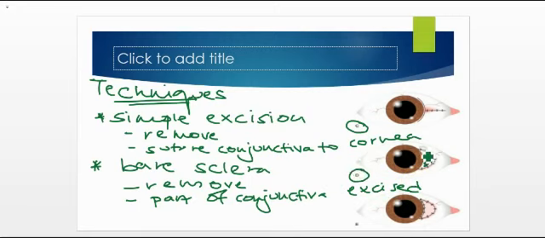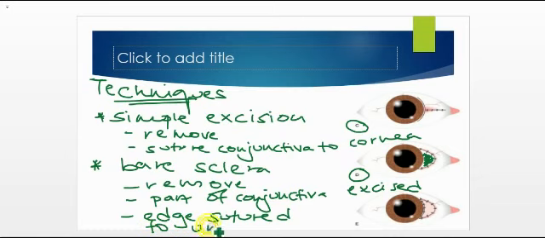And then whatever edge here, can you see the edge? If you can see where I'm pointing, that edge is then sutured, edge sutured to the underlying episcleral tissue. Episcleral tissue.